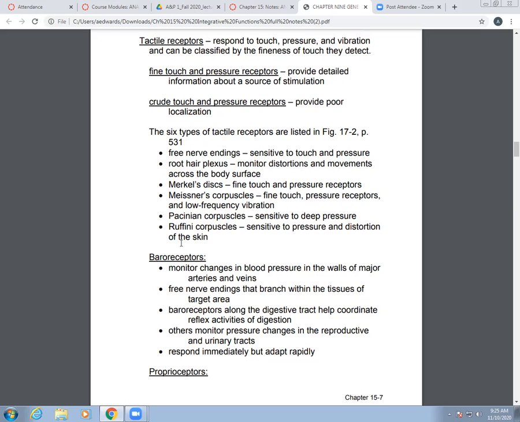Because some things in your digestion are very involuntary, they're just reflexes. Actually, a lot of it is. Other baroreceptors are going to monitor pressure changes in your reproductive tract and your urinary tract. So you're going to respond immediately and adapt rapidly. So something specific about baroreceptors there.